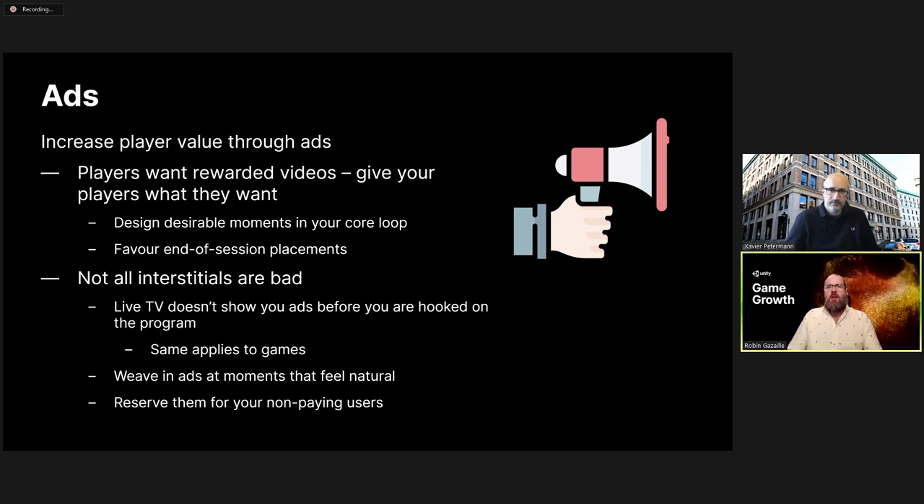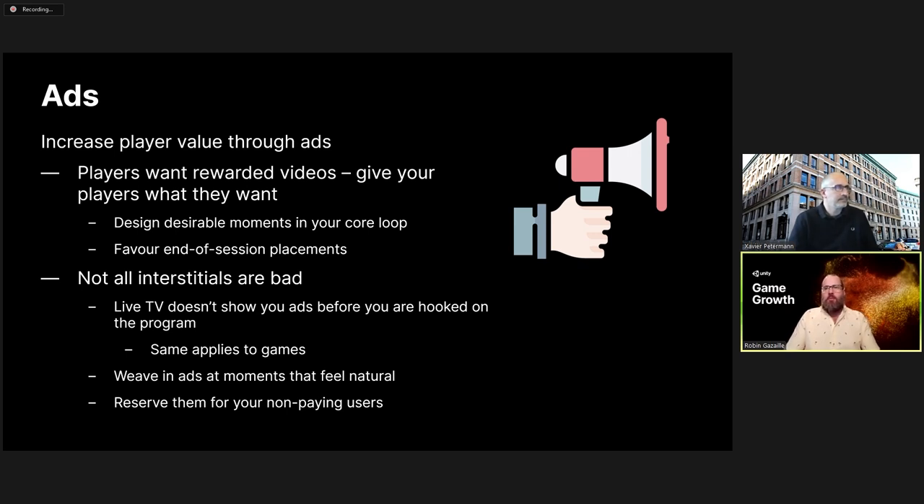Interstitial ads are far more tolerated by your users than you would think. Good interstitial placement and pacing should not affect your retention. Take a cue from live television. They will never show a commercial break before you are hooked in the show. They never show ads mid-scene. And they will show more ads when you are least likely to churn.